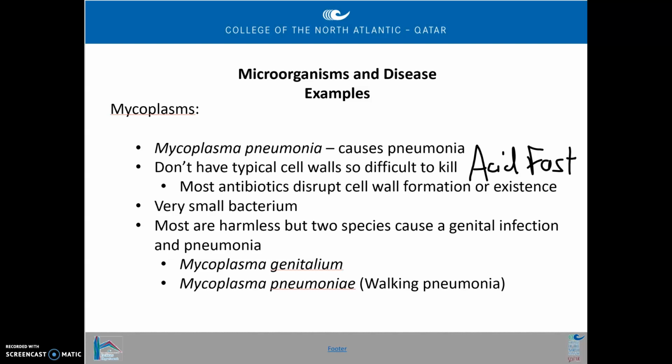What makes those so effective is that most of our antibiotics that we use are aimed at the cell wall. So right off the bat, we don't have a lot of antibiotics that can help us with one of these infections. Most of these species are harmless, but we do have a couple that can cause infections. You can have this one, Mycoplasma genitalium, which causes infections in the genitals, and more commonly you'd get Mycoplasma pneumoniae, which causes a disease called walking pneumonia. That's a term that doctors will usually call atypical.